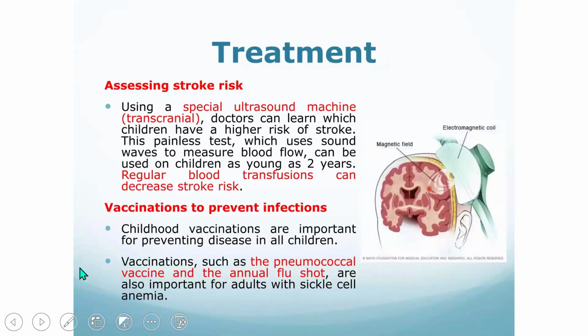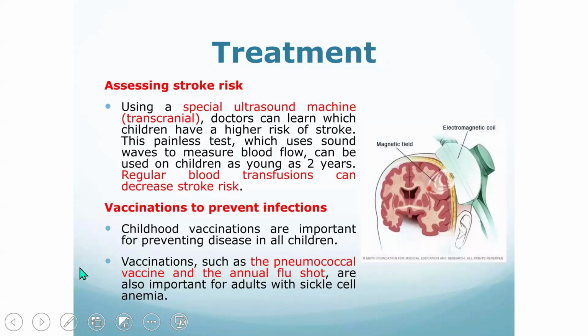Another treatment is assessing stroke risk using a special ultrasound machine, transcranial Doppler. Doctors can learn which children have a higher risk of stroke. This painless test, which uses sound waves to measure blood flow, can be used on children as young as 2 years. Then regular blood transfusion can decrease the stroke risk. Then vaccination to prevent infection. Vaccinations are important for preventing disease in all children.